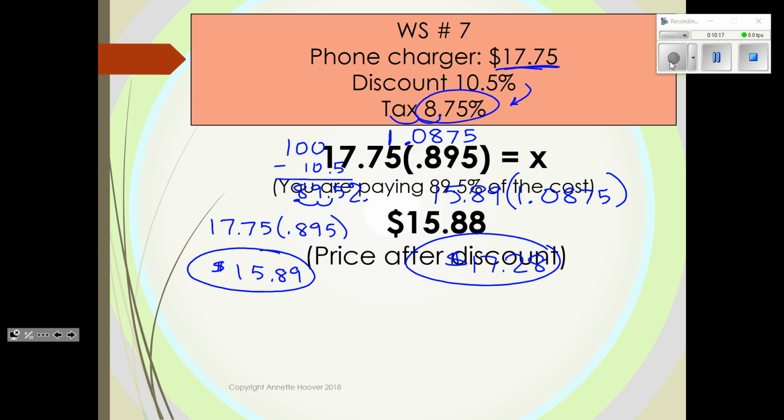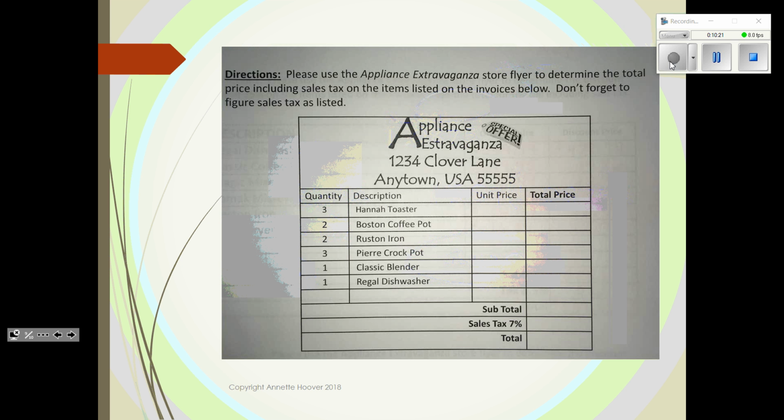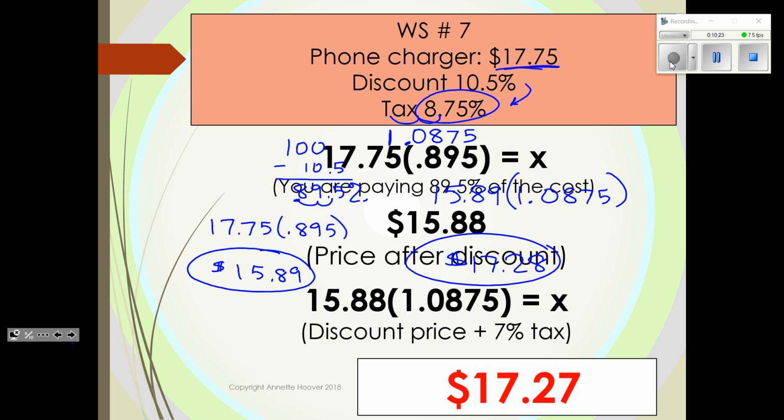That's like 27 cents. I think that's a penny off there. That's a page that we're not doing. So I'm going to stop there.